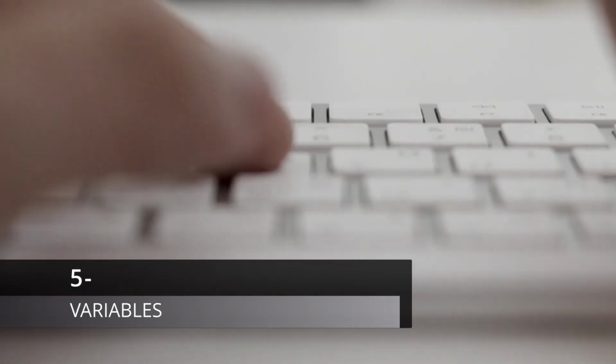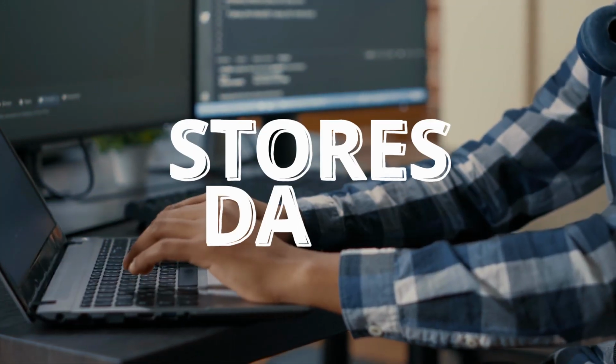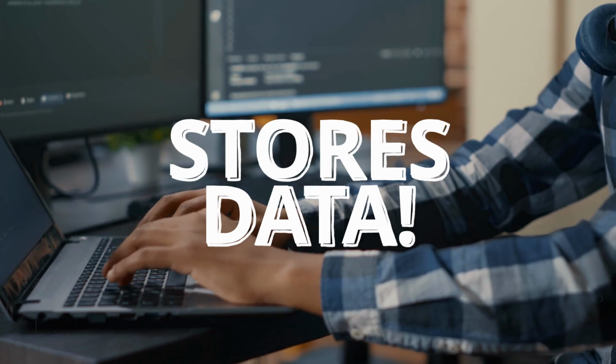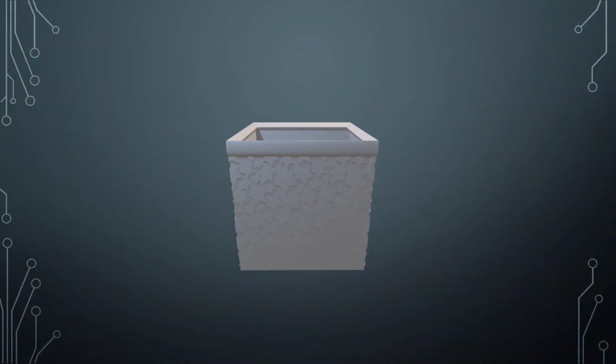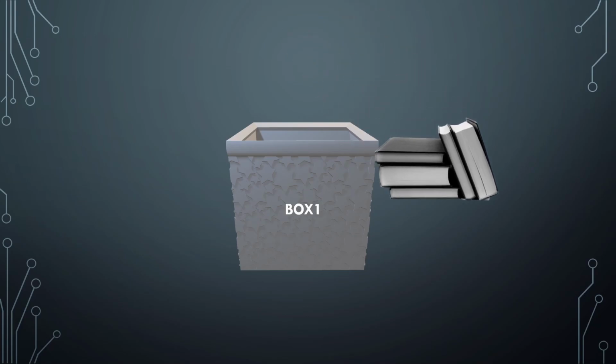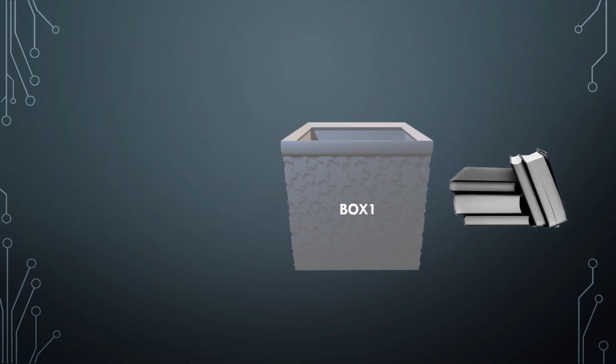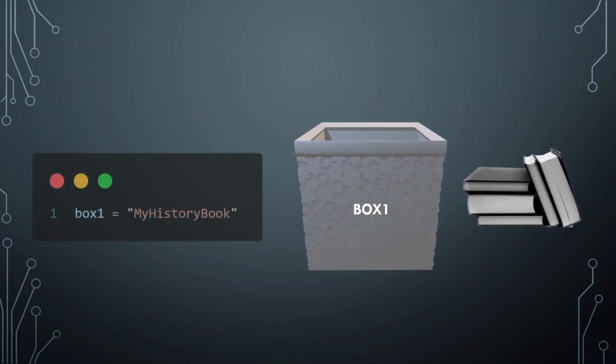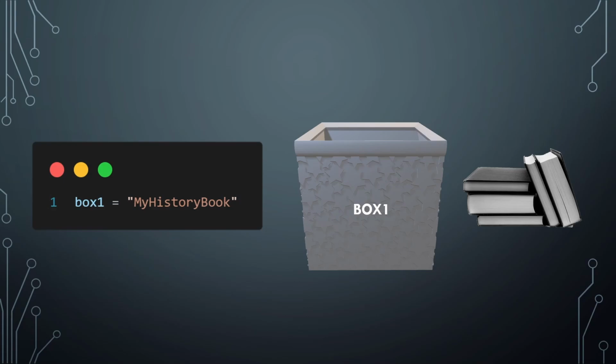Now let us start with a fundamental programming concept, which is a variable. In programming, a variable stores a certain type of data. Say you have a small box which you labeled it as box 1. So box 1 stores your history book, for example. Same for variables. They are boxes with names that can store a single piece of data.